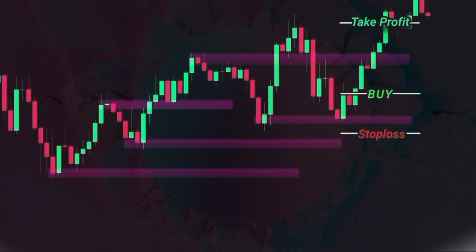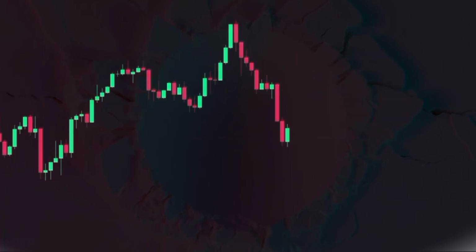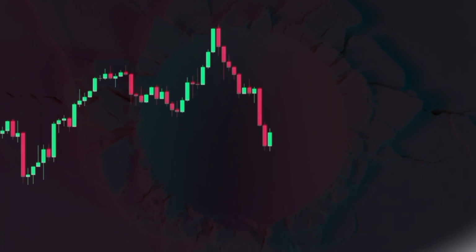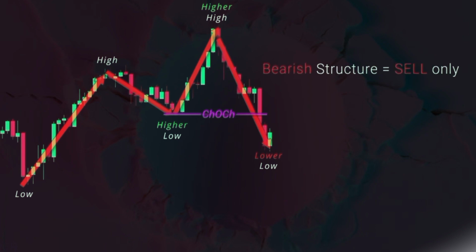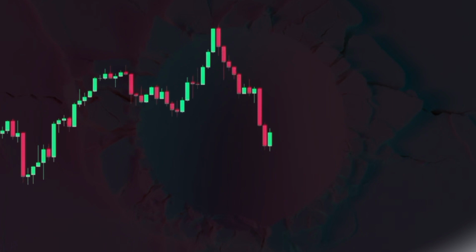Let's look at other variations of this setup. So again, the first step is finding and identifying a trend. And in this chart, we can actually see that price initially created higher highs and higher lows, indicating that the market is initially in an uptrend. However, we noticed that a change of character has happened as price went down, breaking below the previous lows, forming lower lows. This shows us that the market is now in a downtrend, meaning we're looking to take sell positions only.